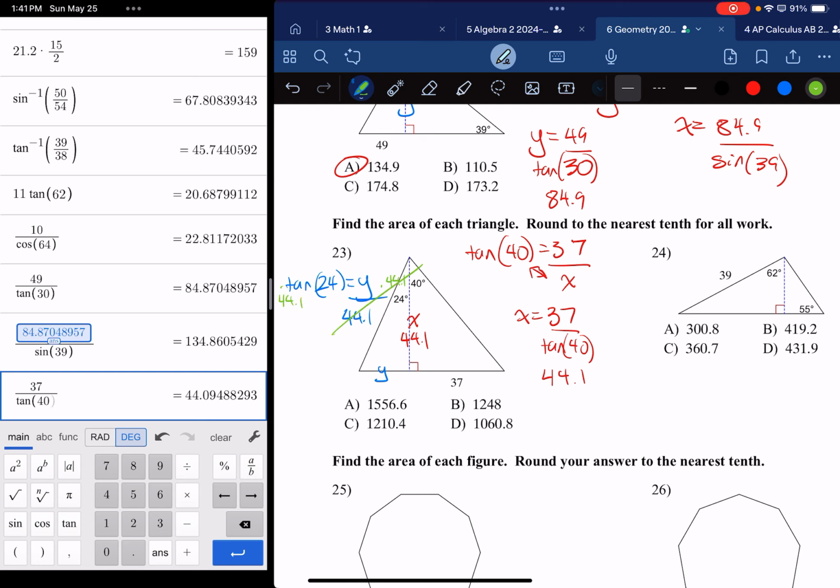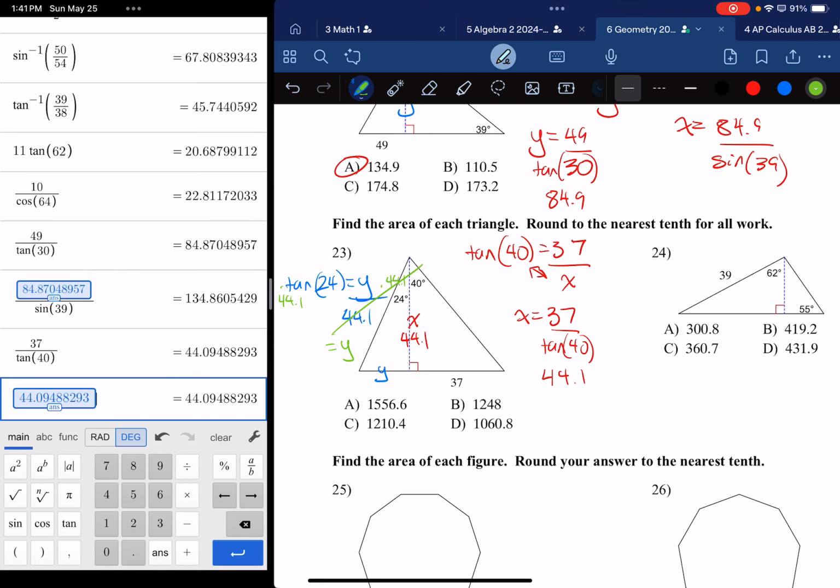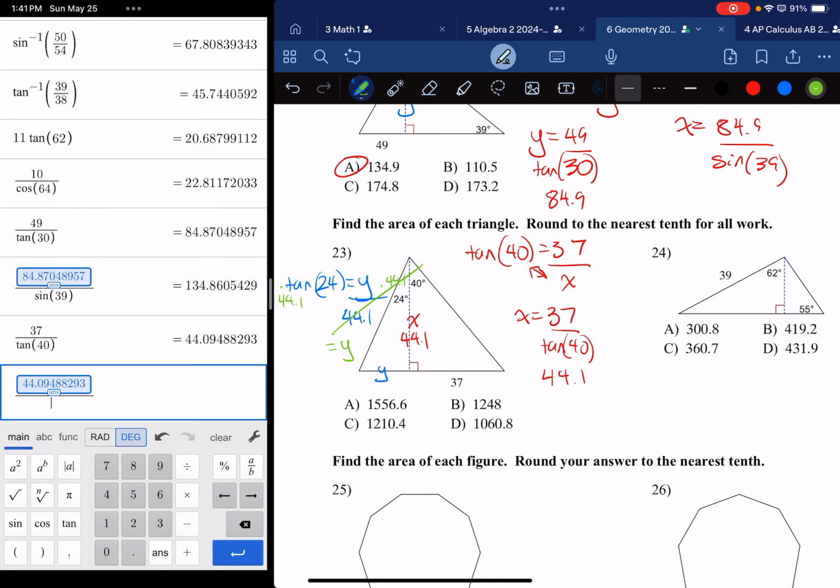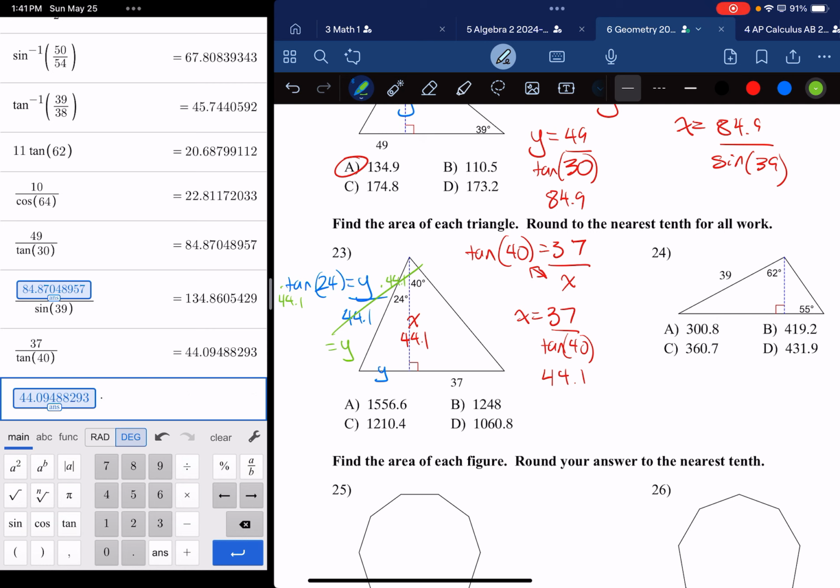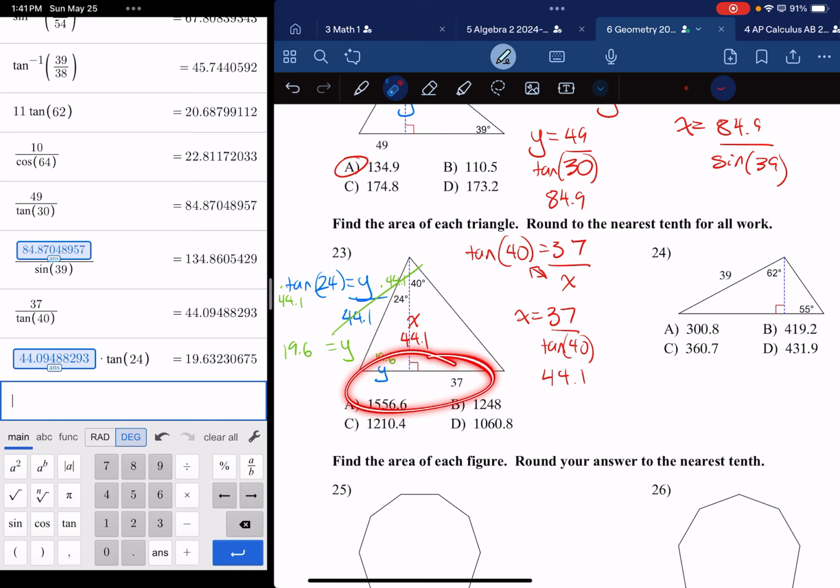Those are going to cross cancel. Therefore, y is going to be equal to 44.1, which is the thing that we just got, answer. And then I'm going to multiply that, not divide, but multiply that by tangent of 24. That's going to be 19.6. So I'll label this as 19.6. Excellent. So now I need to find the entire base times the entire height and then divide by 2 for my triangle. So I'll come down here and say that the area of my triangle is going to be equal to the base, which is 19.6 plus 37. That's the entire base, times my height, which is 44.1.